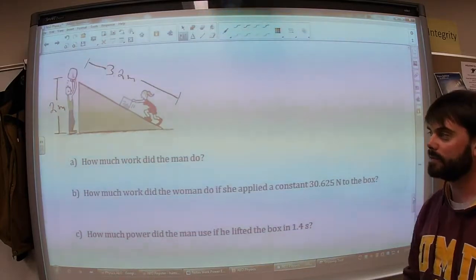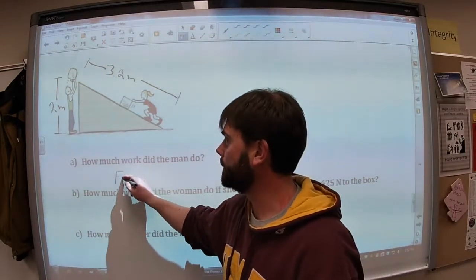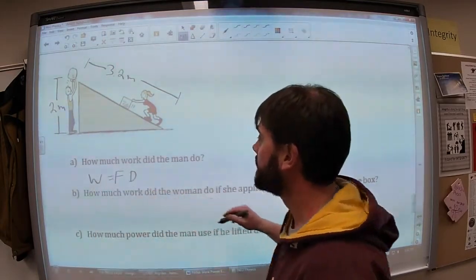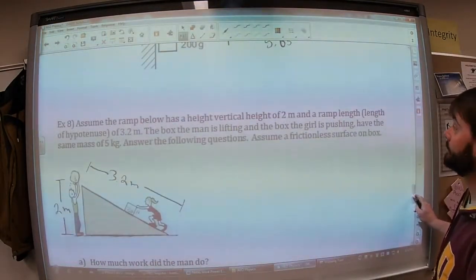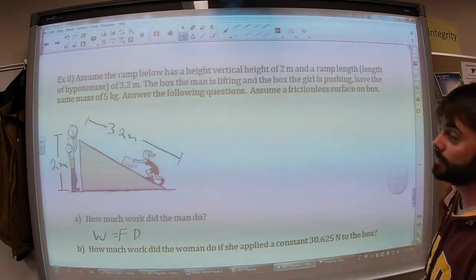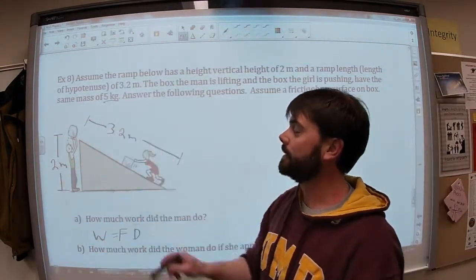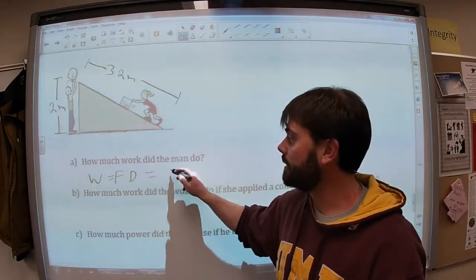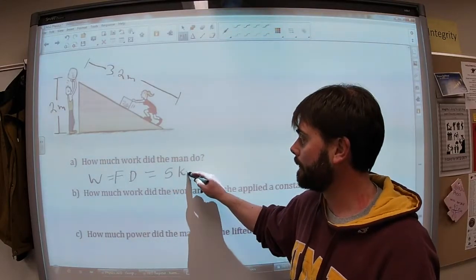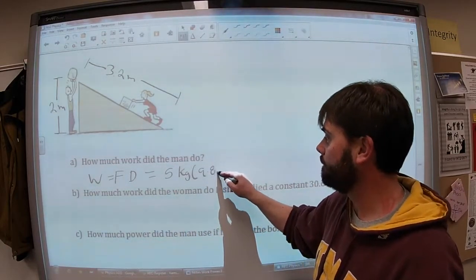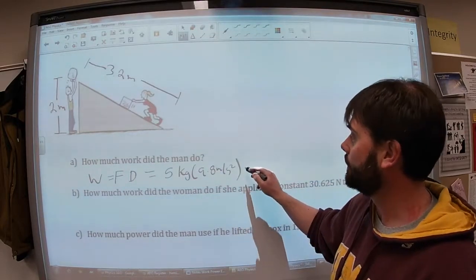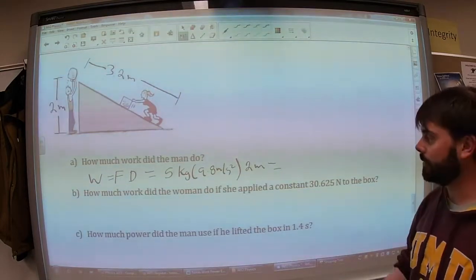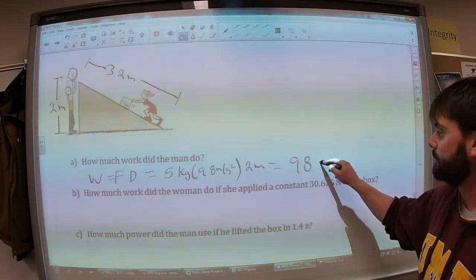So question number 1, how much work did the man do? Well, work is simply equal to force times distance. The mass of the block is given to us, and the mass again is equal to 5 kilograms. Remember, mass is not force, mass is not weight, mass is just mass. So we have to do the 5 kilograms multiplied by the 9.8 meters per second squared, then multiplied by the distance of 2 meters, all of that just to get the work. This ends up being 98 joules.